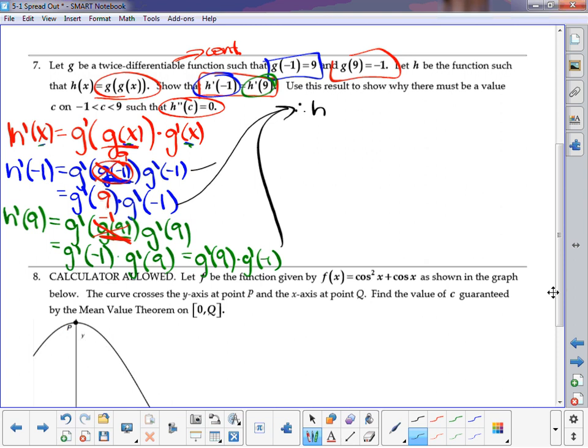So therefore, h prime of -1 equals h prime of 9. All right, so we've satisfied that. Questions with that, please?